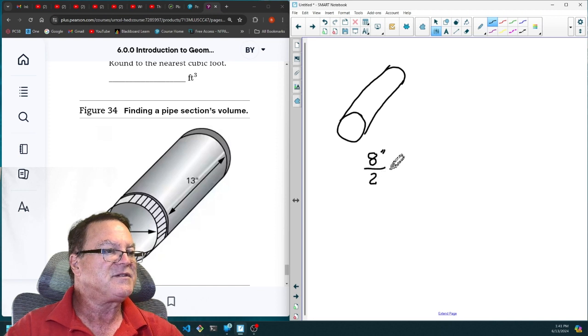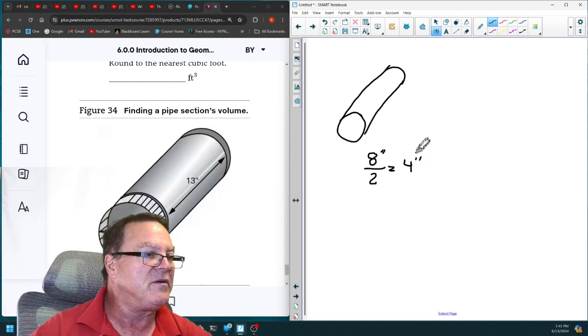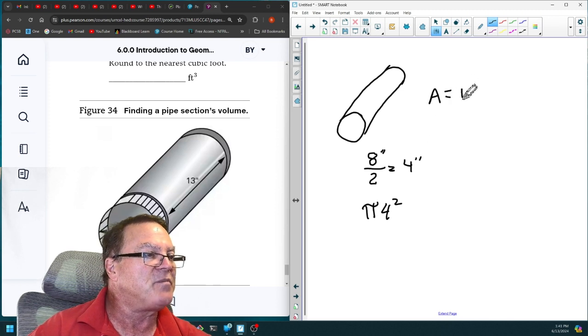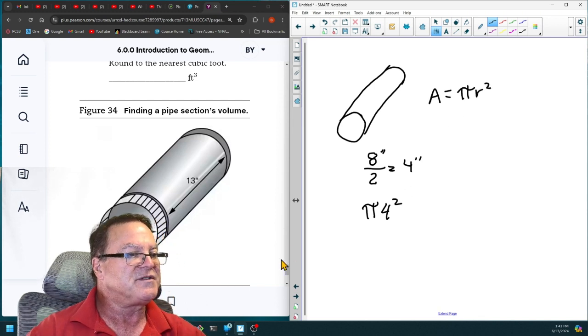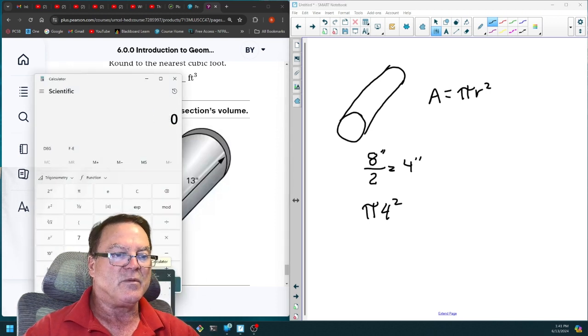All right, so first we're going to take our diameter, 8 inches, and we'll divide that in half to find the radius. So the radius of the duct is 4 inches. There we go. So now we're going to find the area of the circle by doing 4 squared times pi. Remember, the area of a circle equals pi times the radius squared. So 4 squared is 16 times 3.14. Let's see what we get here.